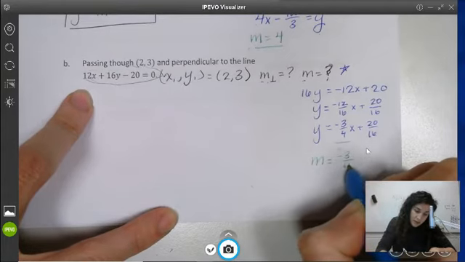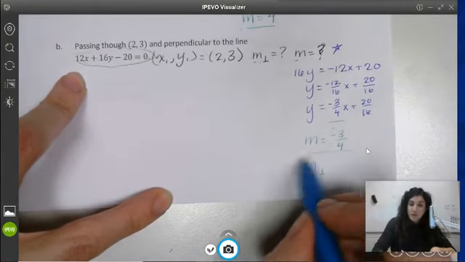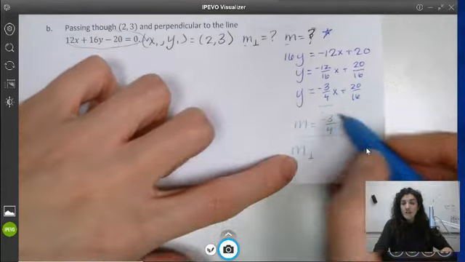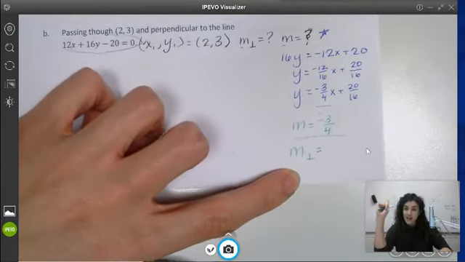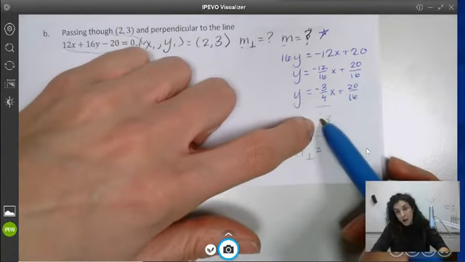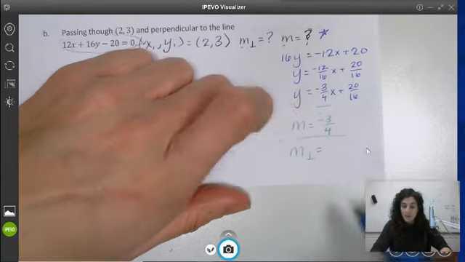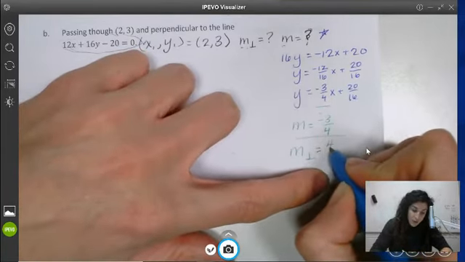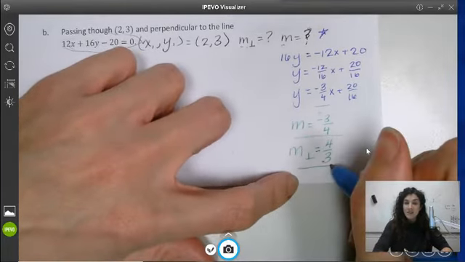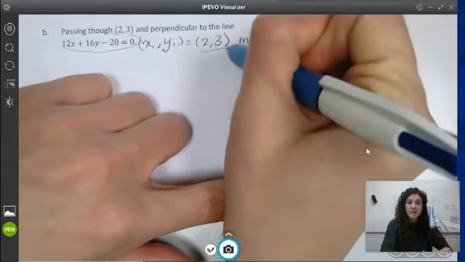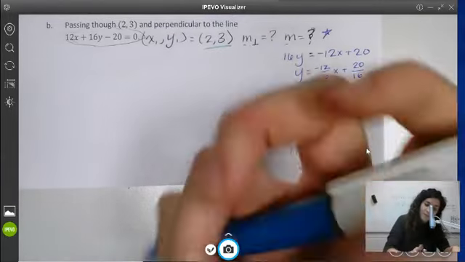M is negative 3/4. However, your perpendicular slope, so this is the answer I was looking for, is now going to be the negative reciprocal of that. Deal with each piece. Negative means that that negative now becomes a positive, and then reciprocal means that the fraction is just going to flip. So that becomes now positive 4/3. Ta-da! We have our perpendicular slope. We have a point and a slope. So now we get to put it into our point-slope form.